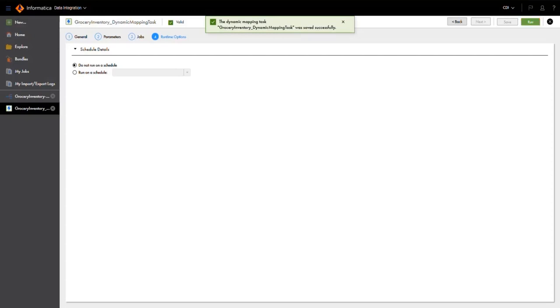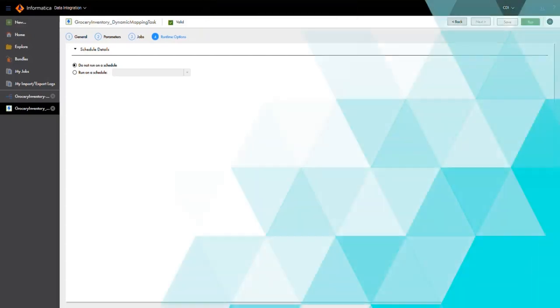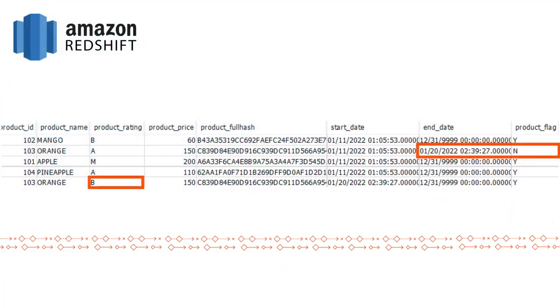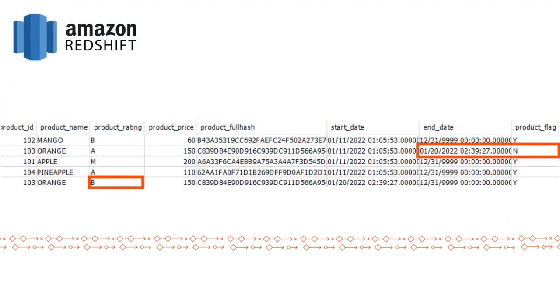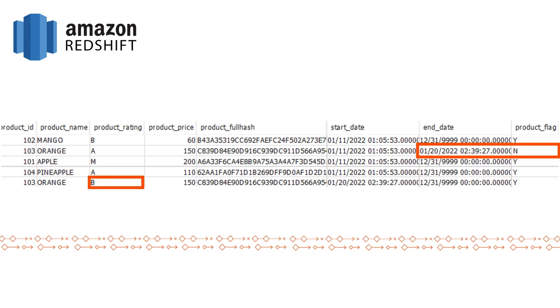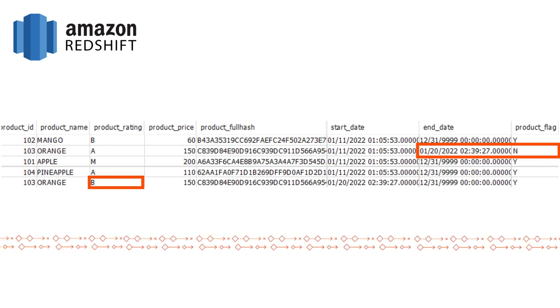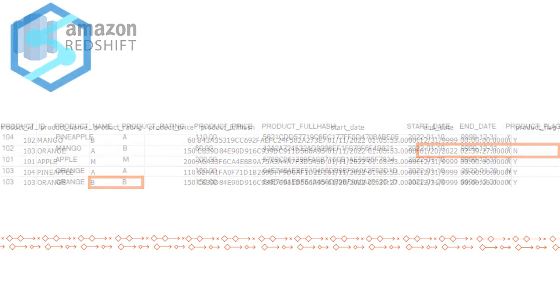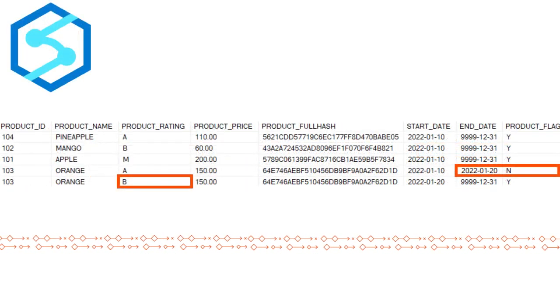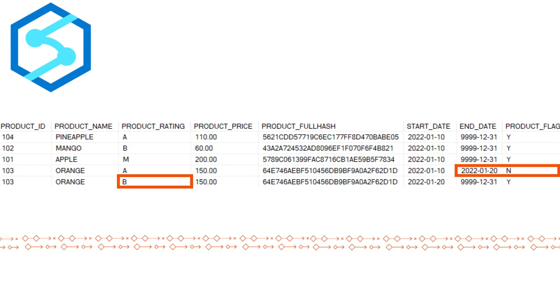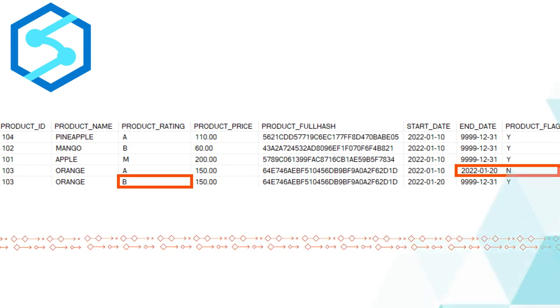When our jobs finish running, we'll take a look at the results. In the Amazon Redshift target, we can see that row 2 is updated with a new end date, and the last row has been inserted with the new product rating. In the Azure Synapse target, we can see the same thing. Both of the jobs ran successfully. And that's it.